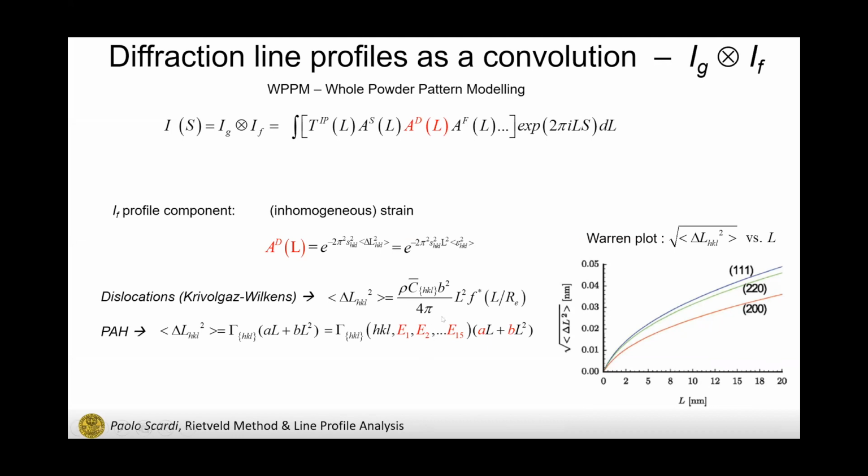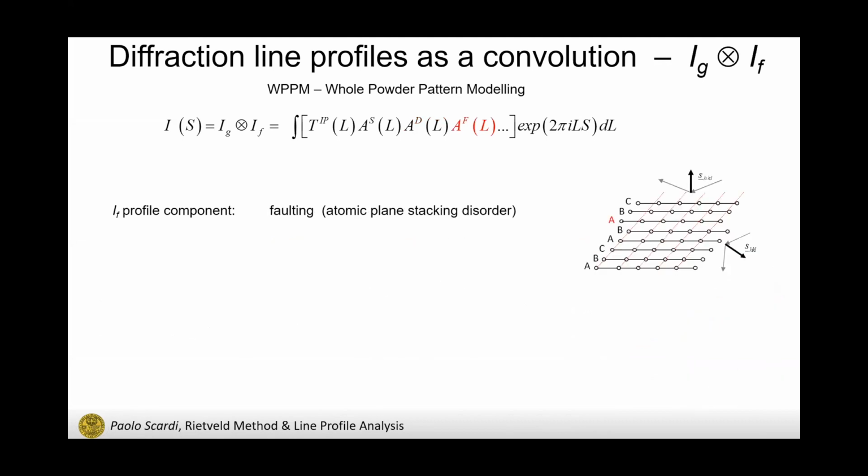Now, what about other sources of line broadening, for example, faulting? In this case, I am showing the typical faulting for a cubic structure. So it is an error in the stacking sequence of atomic planes. It is possible to include the effect of faulting in the WPPM approach, that is, as a perturbation of the crystal structure, but only within the limit of low faulting probabilities. That means a diluted faulting.